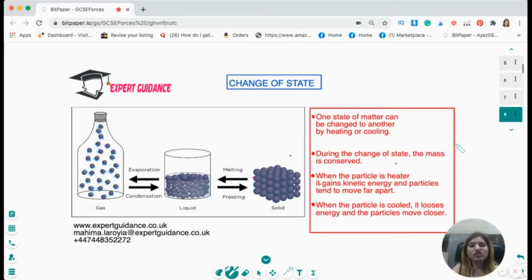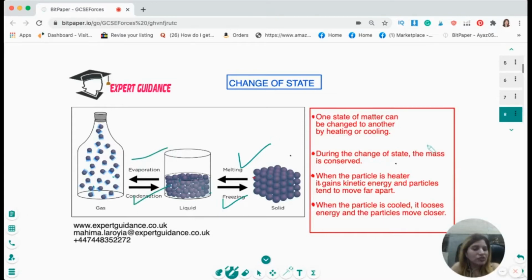Now let's see how we can change the state. Let's take an example of ice. Ice is a solid. When you melt the ice, it turns into a liquid, and when you heat the liquid, it turns into a gas. Now, when you condense the gas, it's converted into a liquid, and when you freeze the liquid, it converts into a solid. This is how we can change the state. So solid to liquid is melting, but liquid to solid is freezing. Liquid to gas is evaporation, and gas to liquid is condensation.